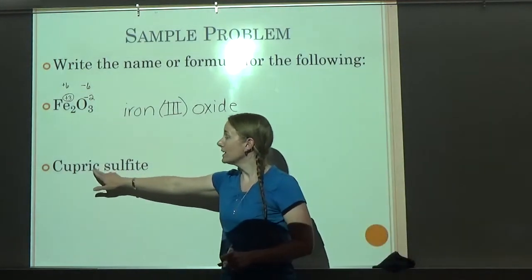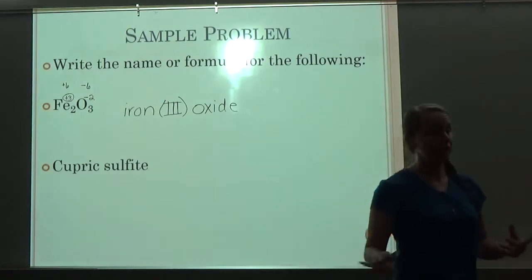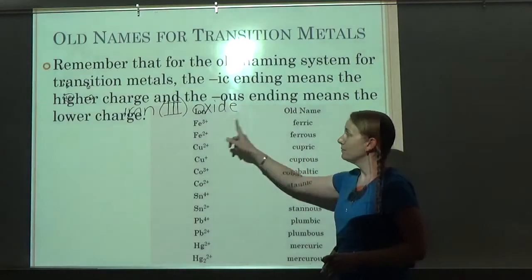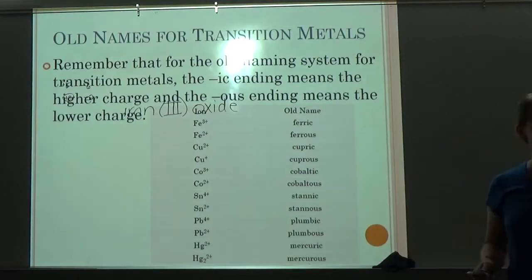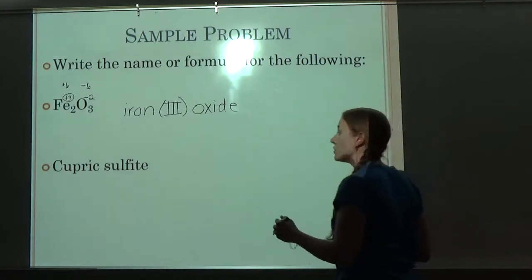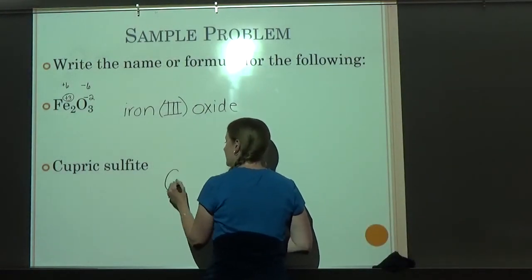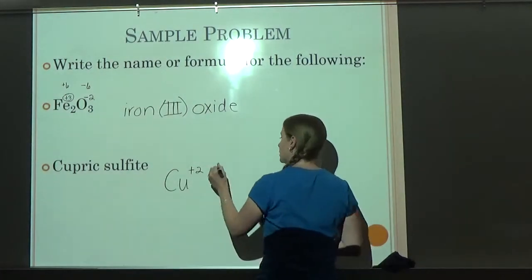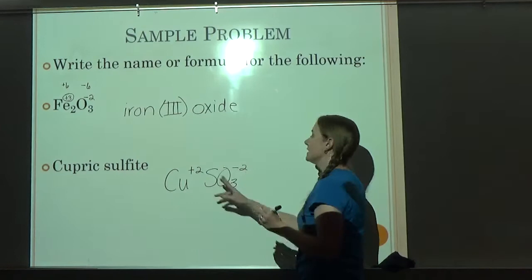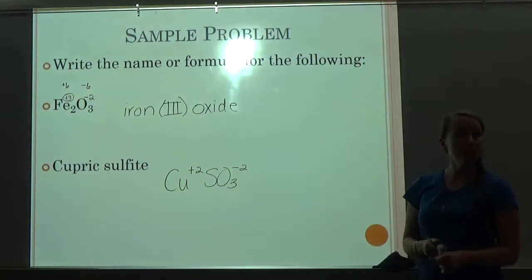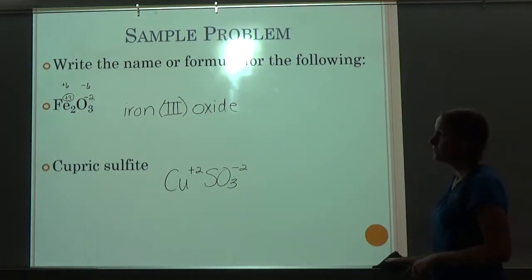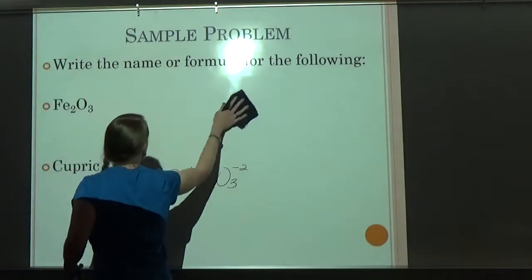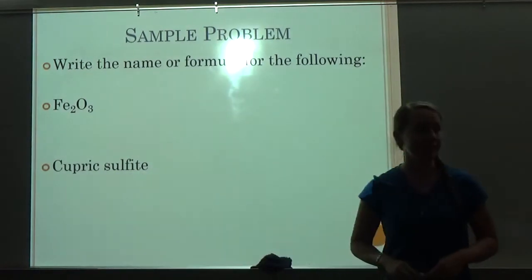So I gave you an old name, cupric sulfite. Okay, so again, you have this chart in your packet. So cupric means copper with a +2 charge. So if you see an old name, you can just look at your chart. Sulfite is on your polyatomic ion sheet. It's SO3 -2. Since +2 and -2 cancel, I don't need to cross anything. So if you see, like I said, an old name that ends in -ic or -us, then just look at your chart to be able to tell which charge it has.